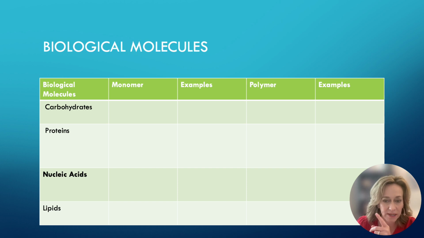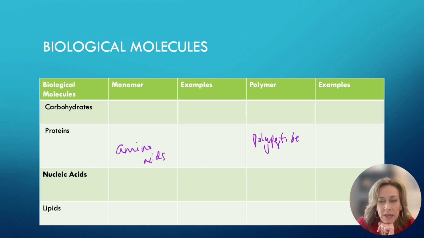So we filled in the carbs. How about proteins? Can you do that one? So the monomer, these are amino acids. You don't have to name examples, right? But if you want to, that's fine. Glycine, tryptophan, there's 20, right? You don't have to know those. The polymer would be a polypeptide, right? And those fold to become functional proteins.